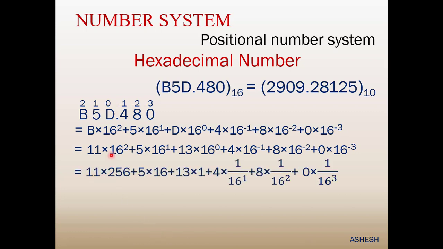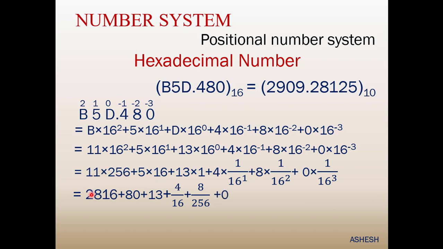Now 11 into 16 square, plus 5 into 16, plus 13 into 16 to the power 0 equal to 1. Since here it is 16 to the power -1, we have to write 1 by 16. So 4 into 16 to the power -1 equal to 4 into 1 by 16. Here 16 to the power -2, so we have to write 1 by 16 square. Similarly 0 into 1 by 16 cube.